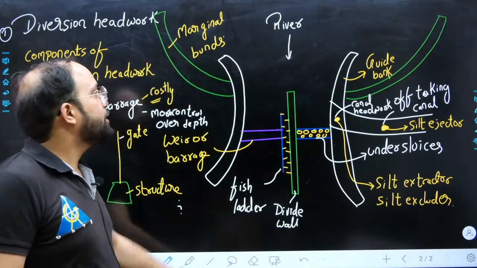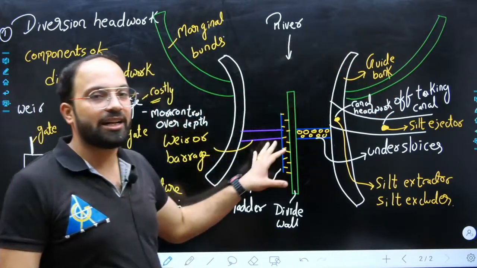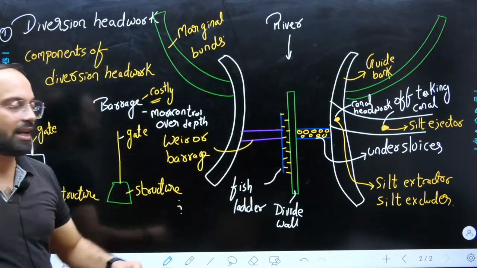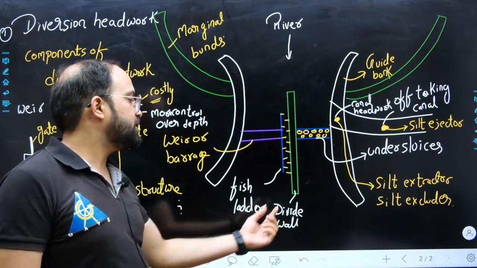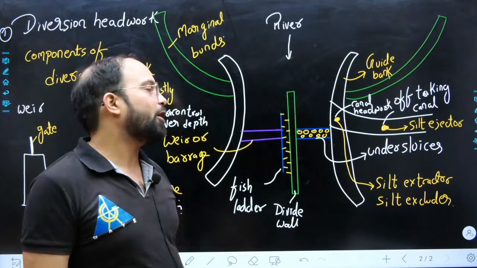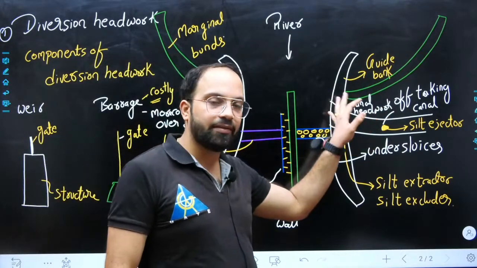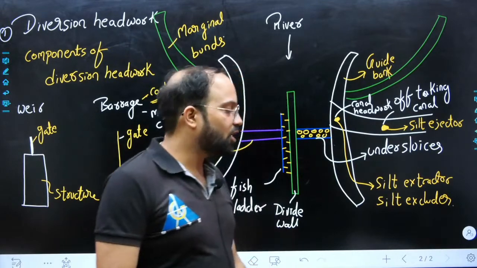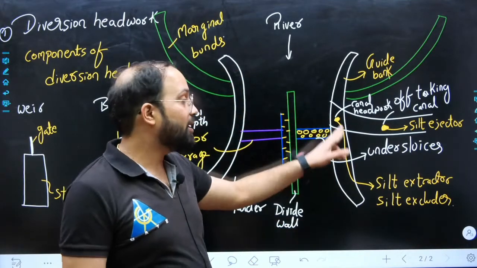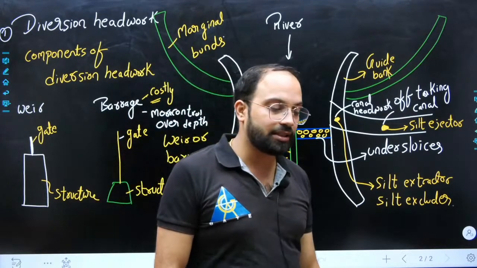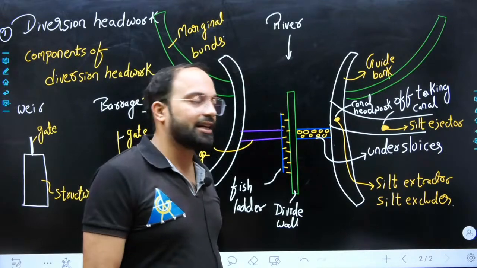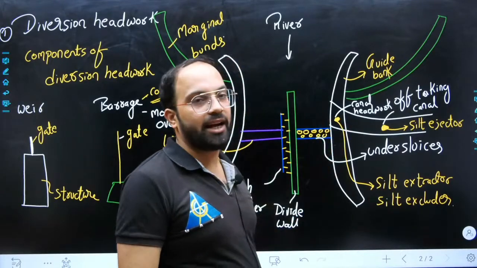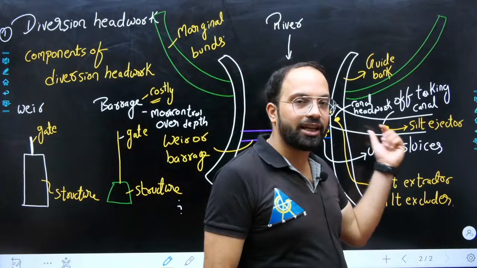So the use of marginal bunds and guide bund is to guide the river water to this diversion headwork. Use of weir is to raise the water level. Use of fish ladder is for movement of fishes. Divide wall will provide a silent pocket. Now we have a canal headwork so that we can regulate the water in the off-taking canal. Next, what is the silt extractor or silt excluder? It is provided on the head of the canal. It is a very important question sometimes asked in the exam: where is the silt ejector or silt extractor installed? Silt extractor is installed at the head of the canal and silt ejector is installed in the canal.